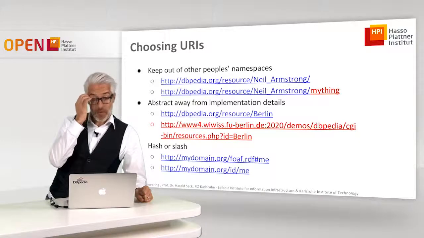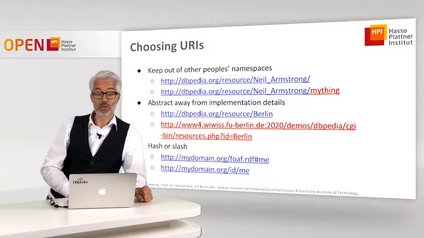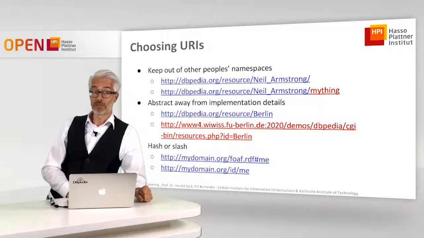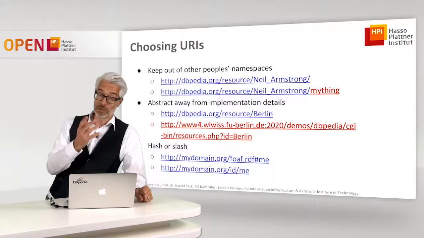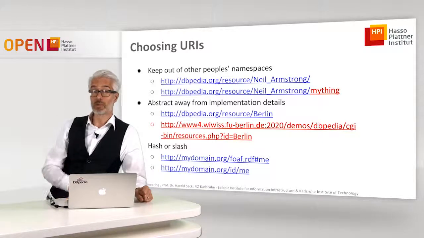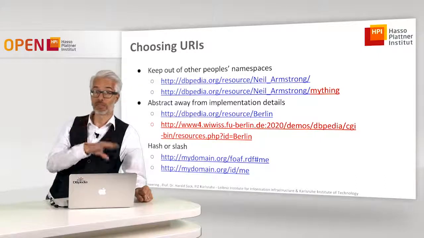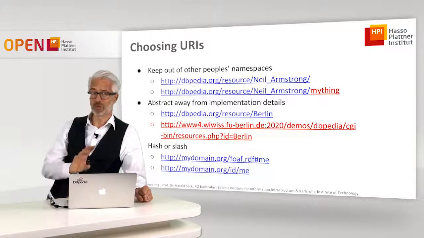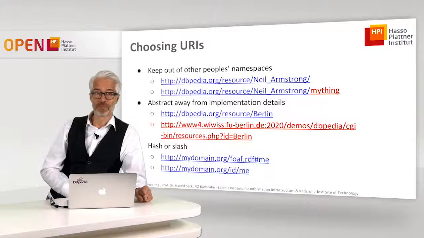Okay, so how then should I go on and choose the URIs for my own namespace, for my own data? First rule, keep out of other people's namespaces. So the DBpedia namespace is already used, so it does not make sense simply to add something behind here, Neil Armstrong, for example, and to add /mything for something which is already available in another namespace. So this only makes things much more complicated. Don't do things like this.